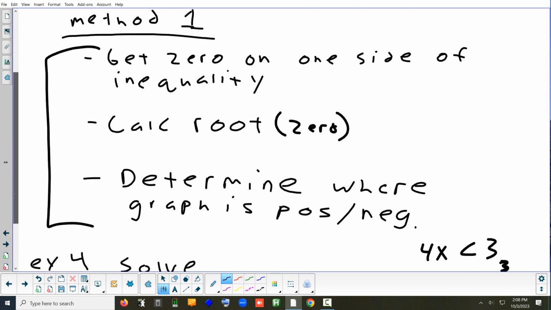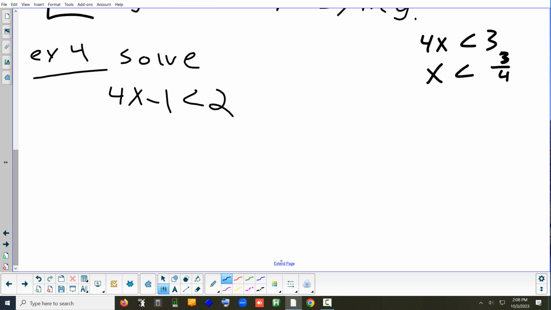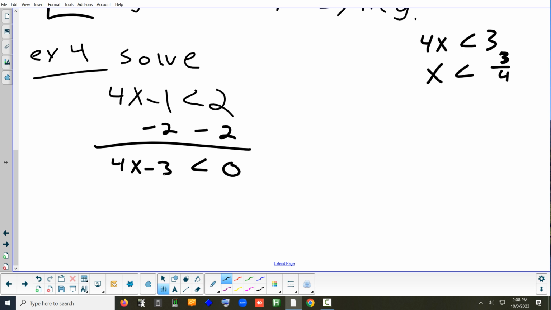Okay, get 0 on one side of the inequality. What could you subtract on both sides so you'd end up with 0 on the right? -2. Yeah, we'll just subtract 2. And what's that going to give me on the left? 4x minus 3. Okay, so that's what we're going to type in on the calculator. 4x minus 3.